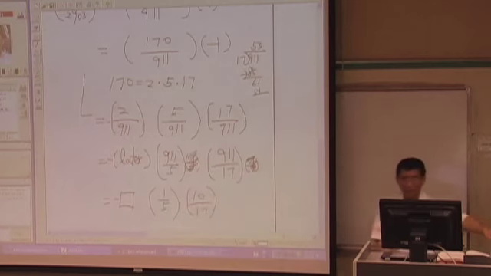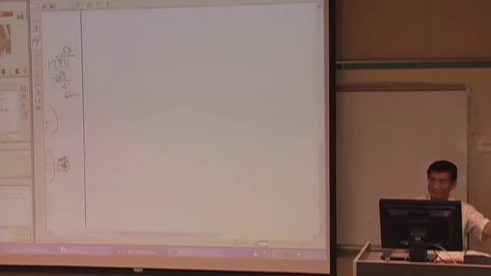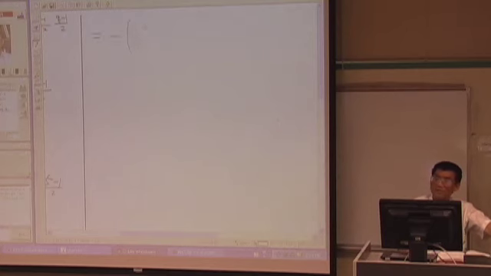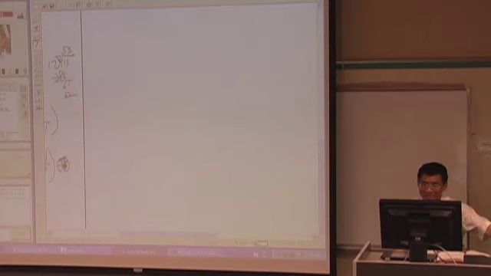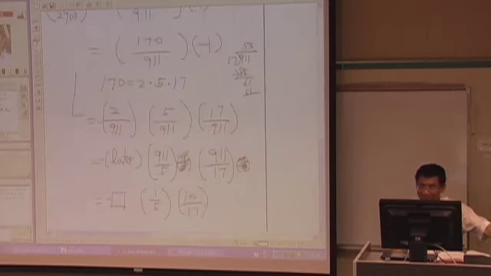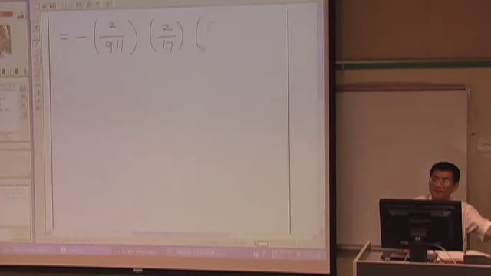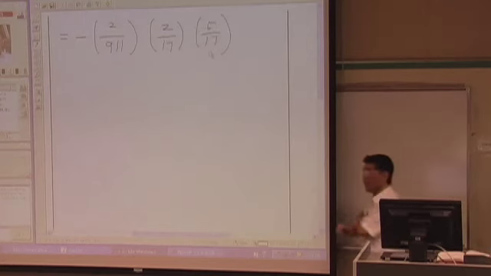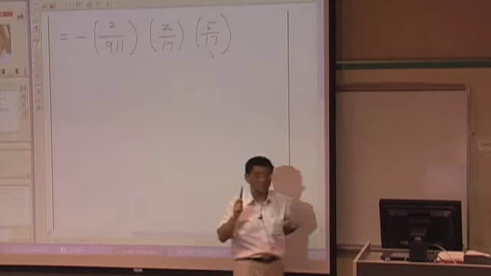Now, we have one more 2, so I will write it in the next column. So, equals, I will write all the involved terms: 2 over 911, and then 2 over 17, and then 5 over 17, and 1 over something is already 1, right? 1 over something is always 1. So we wrote it, and if you don't understand, you can ask me.